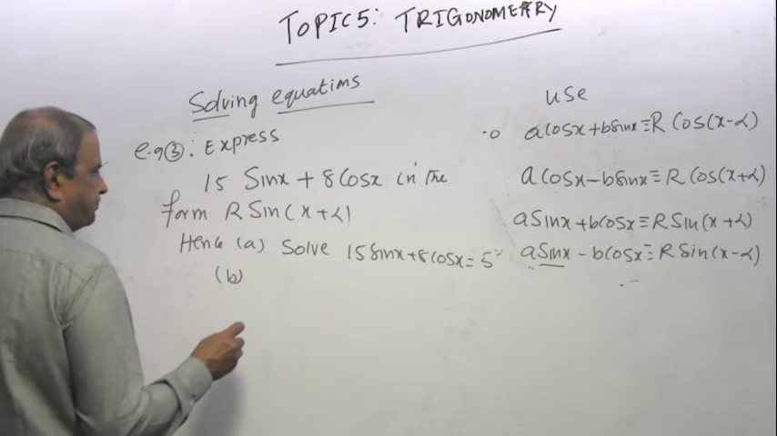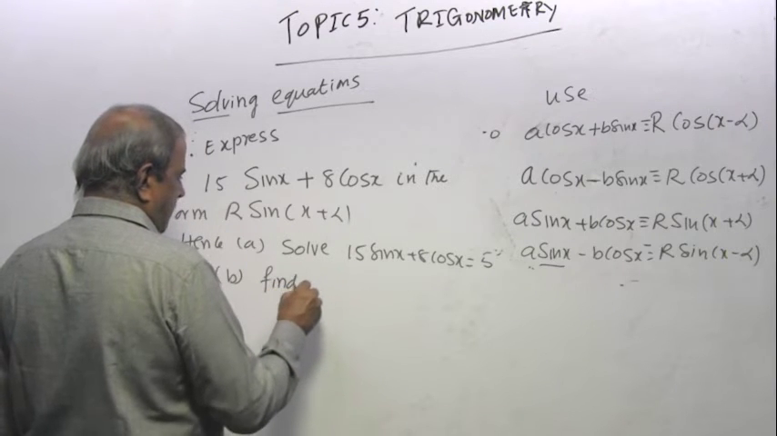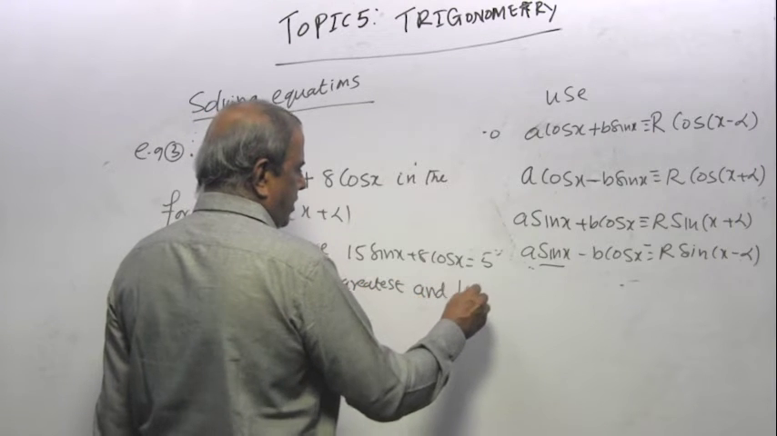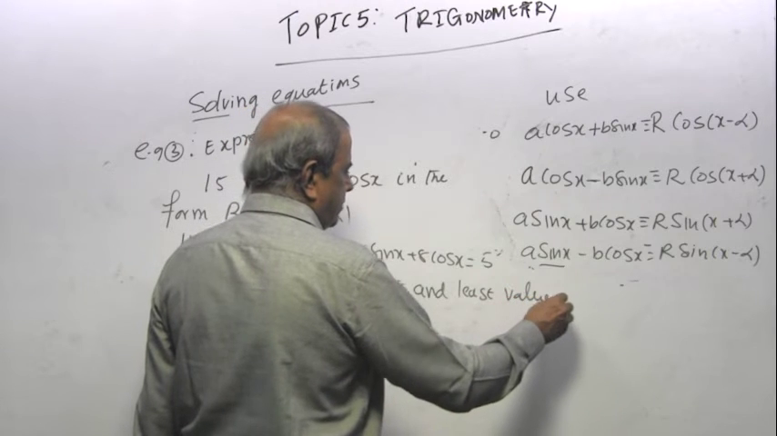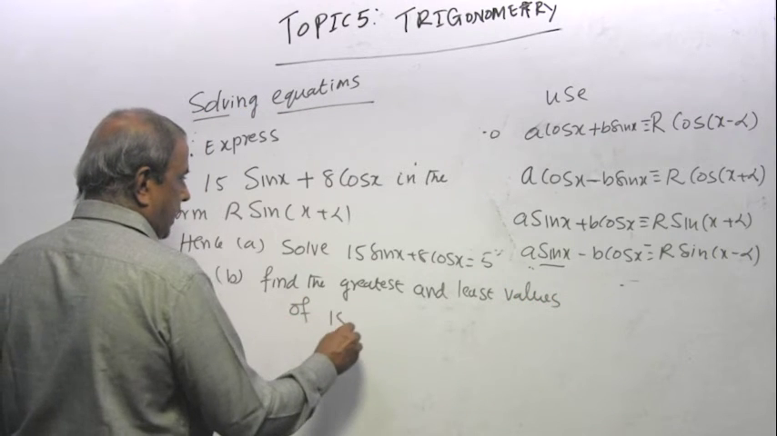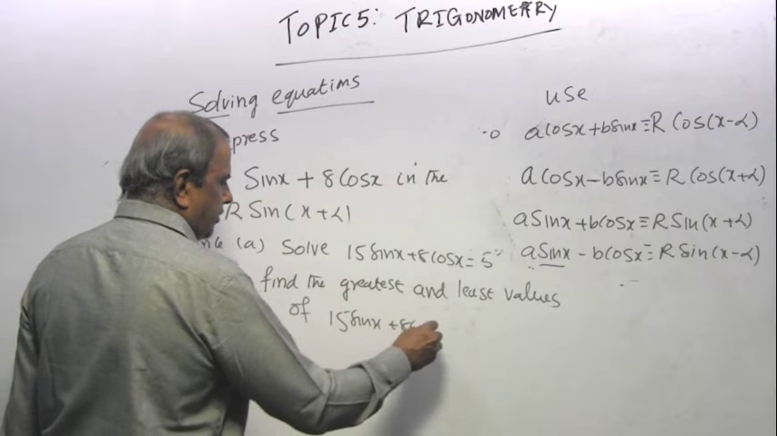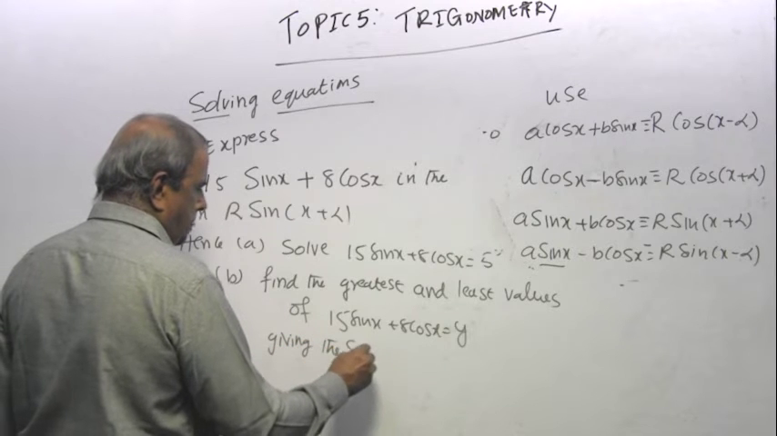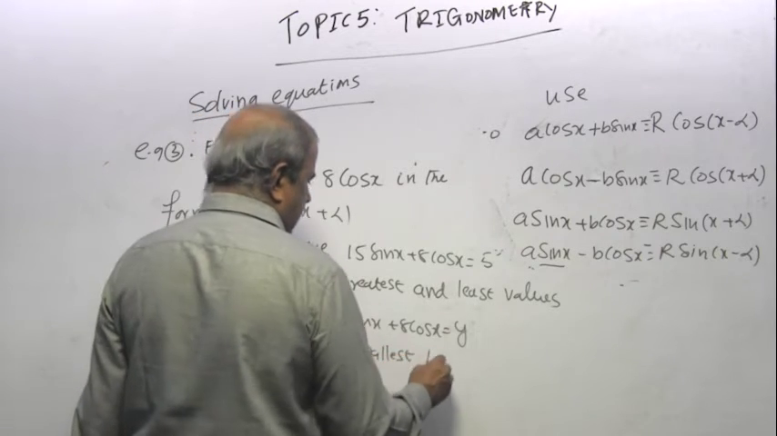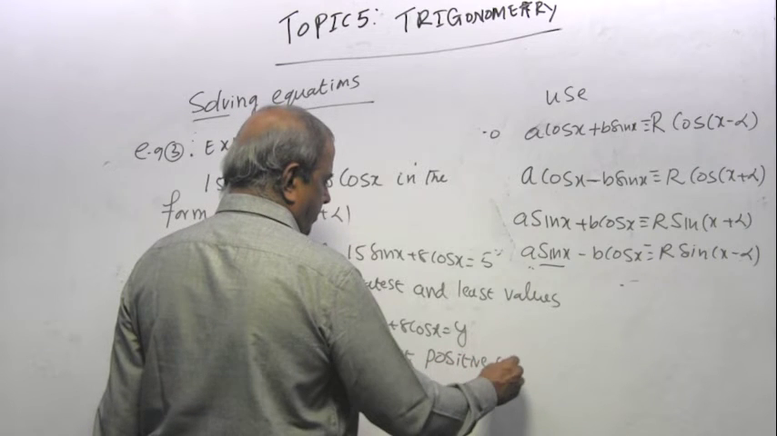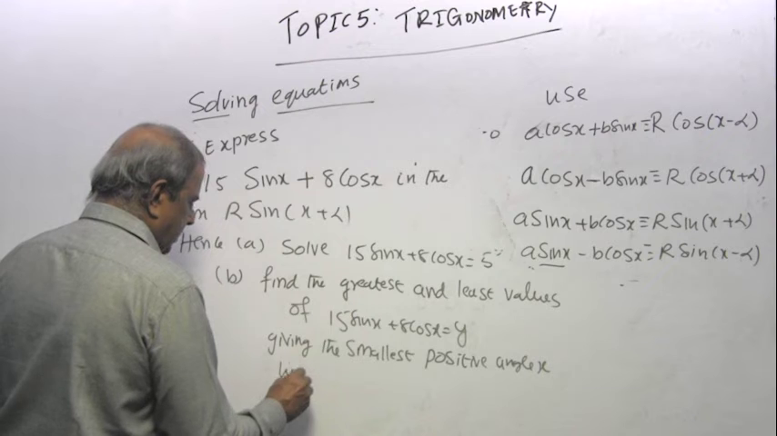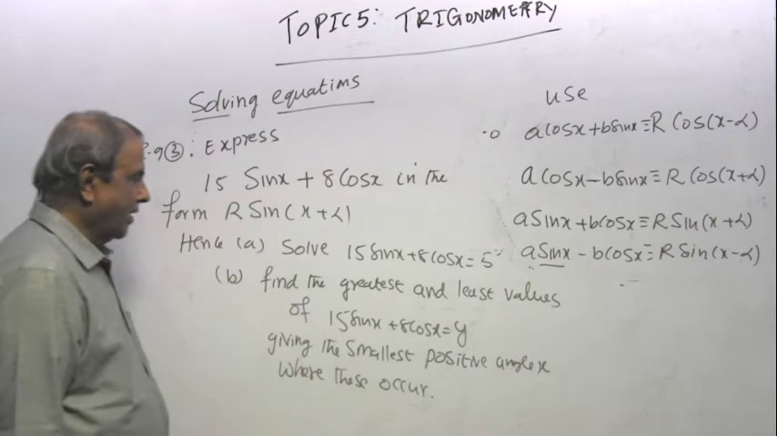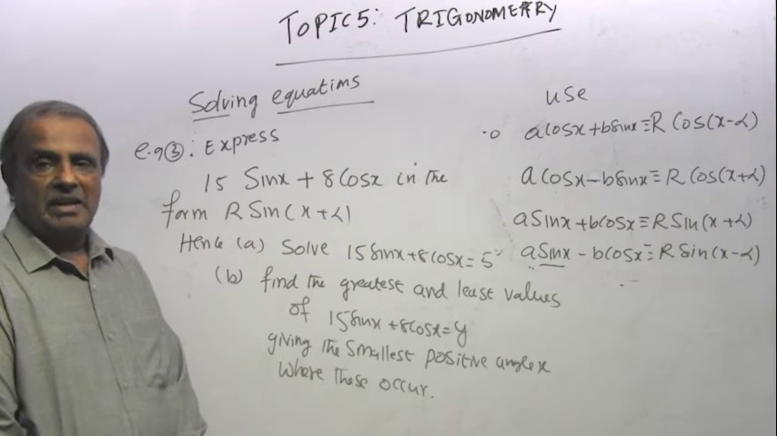Part B: find the greatest and least values of 15 sin x plus 8 cos x equal to y, giving the smallest positive angle x where these occur. That would be a typical 10-12 mark question in the exam.